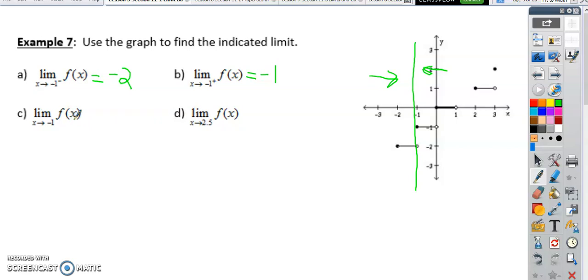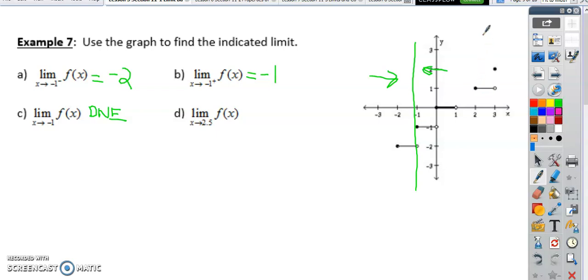So what's the limit of the function as x approaches negative 1? Well, if it does different things from the left and the right, then the limit does not exist. And what's the limit of the function as x approaches 2.5? So those were all questions. A through C were all questions about negative 1, looking at from the left, from the right, overall. Letter D just says, what's the limit of the function as x approaches 2.5?